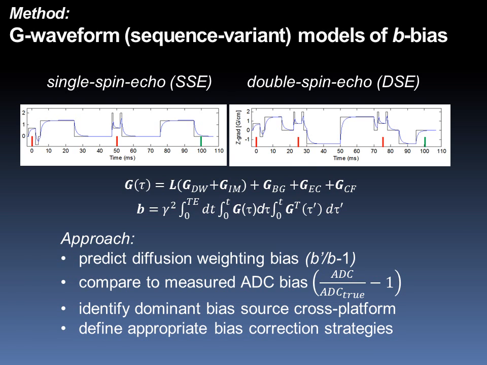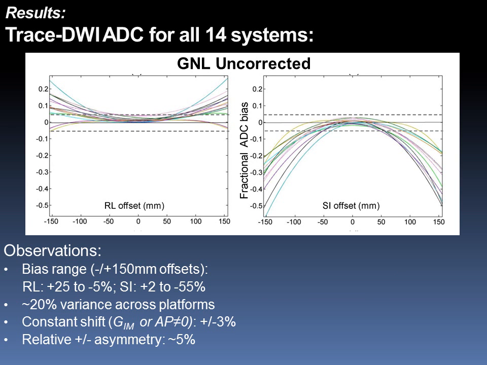to known value. The fractional ADC bias derived from channel average fit as a function of right, left, and SI offset for all measured systems confirms significant system-dependent and spatially non-uniform deviation from nominal diffusion weighting, ranging from positive 25% RL to negative 55% SI. The prevailing quadratic curvature of the observed bias was consistent with GNL origin.